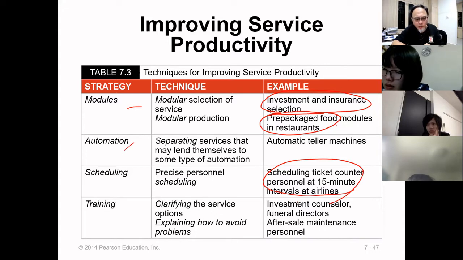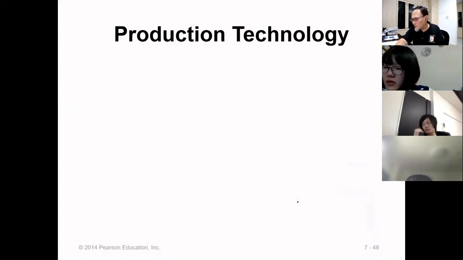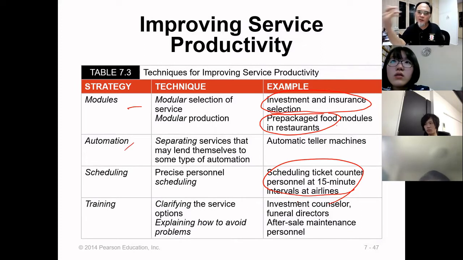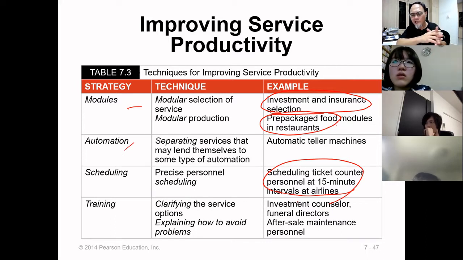Training can also help to improve productivity. Training for the employees, on how to avoid problems. In call centers, you have a problem, you call about some product you bought. A lot of Japanese companies actually invest in Dalian in China. There is a city called Dalian in China.